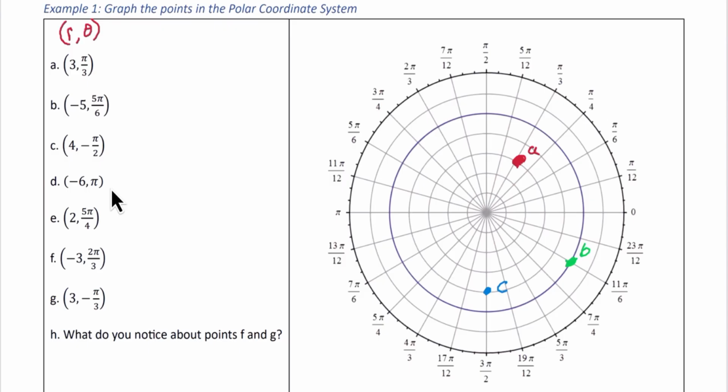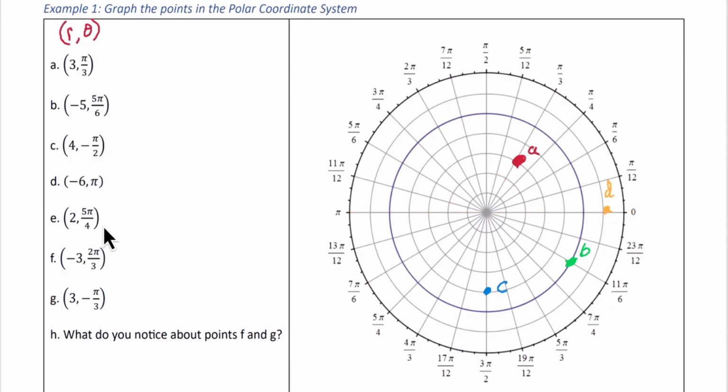Part D, we have negative 6, pi. Again, starting at the polar axis, we'll sweep that angle out, pi radians, to get to the terminal side. R is negative 6. So starting at the terminal side, we want to go in the opposite direction. 1, 2, 3, 4, 5, 6 units away. Here we have our point D.